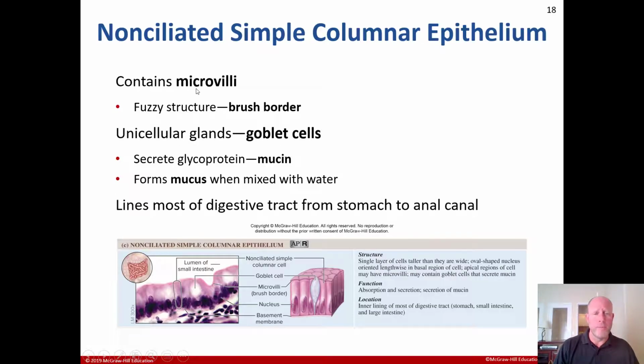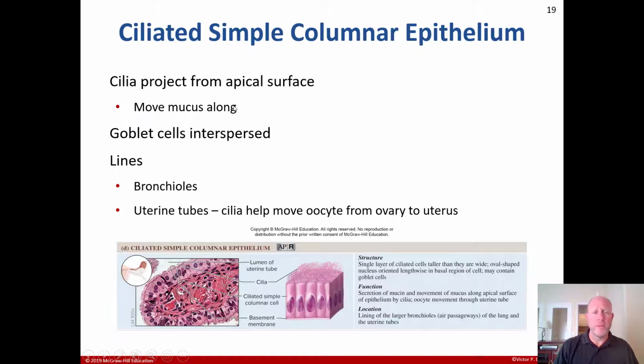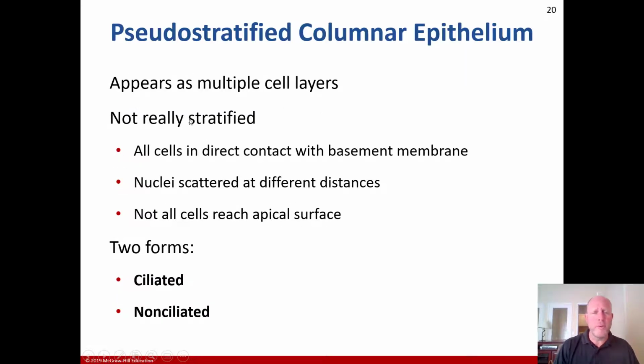With the non-ciliated simple columnar epithelium, they contain microvilli, the fuzzy structure or brush border, and there are unicellular glands that are the goblet cells, which I'm sure you've heard before. They secrete glycoproteins like mucin, and they form mucus when mixed with water. It lines the digestive tract from the stomach to the anal canal. Okay. And the ciliated simple columnar epithelium, cilia project from the apical surface, okay, the apical surface here. They move mucus along, and the goblet cells are interspersed. They line the bronchioles and the uterine tubes, helping move the oocyte away from the ovary to the uterus for the uterine tubes.